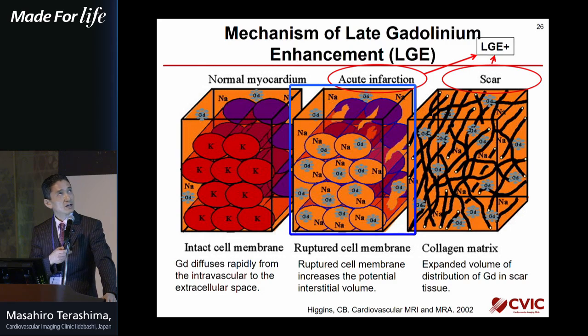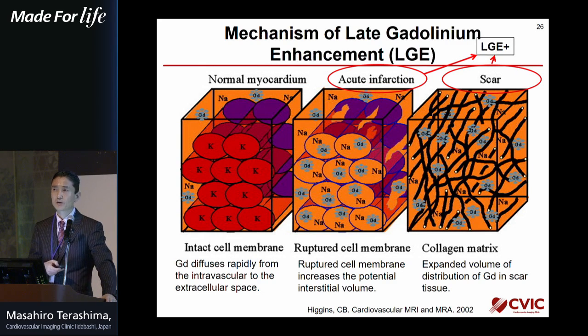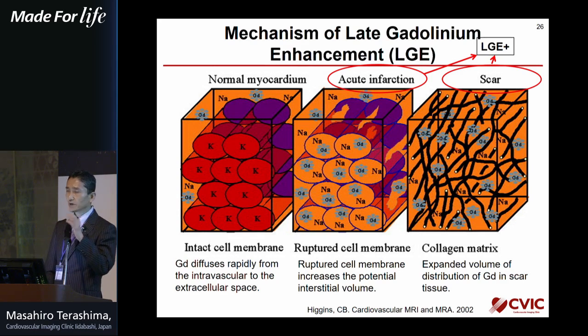One is the acute setting, with a ruptured cell membrane, where we can get late gadolinium enhancement. The other is the chronic setting, the myocardial scar. We can get late gadolinium enhancement from scar. These are the basics of the gadolinium enhancement mechanism.